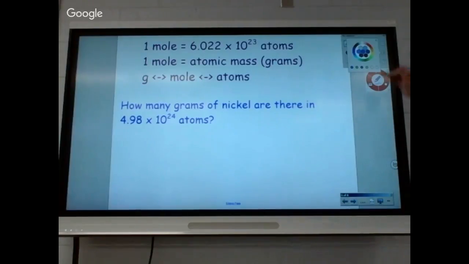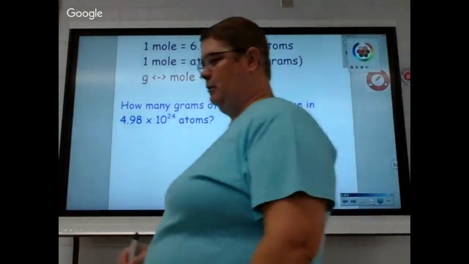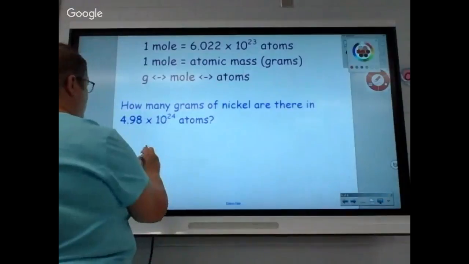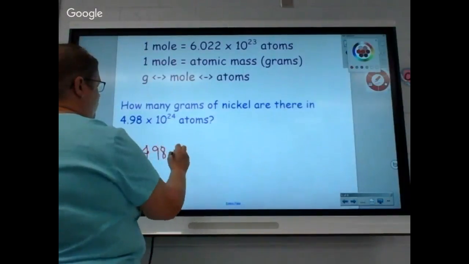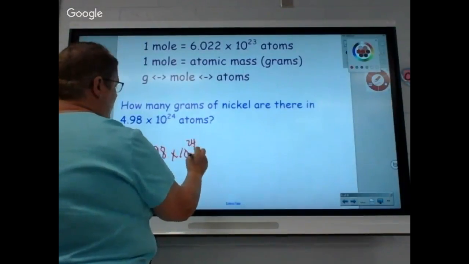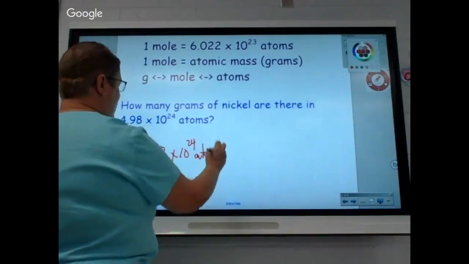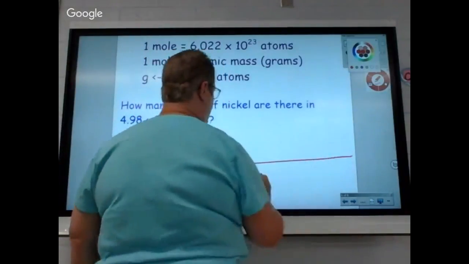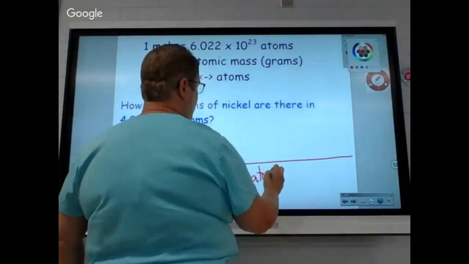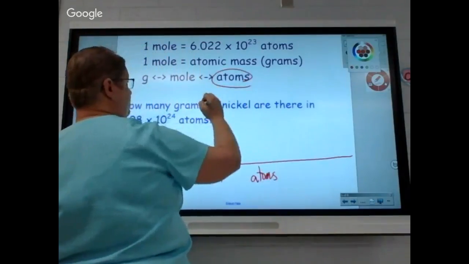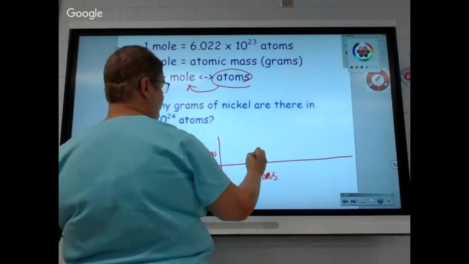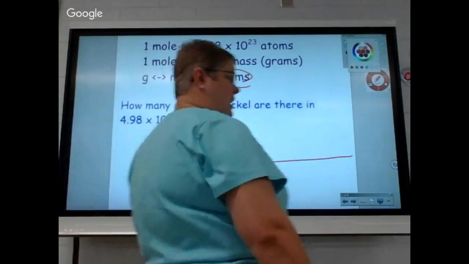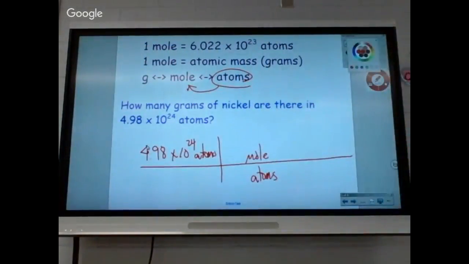All right, so what's our given data? 4.98 times 10 to the 24th atoms, right? So what goes on the bottom? What can we go to from an atom? Now, if the question asks me for moles, I'm done. Did it ask me for moles? So this is the new step.